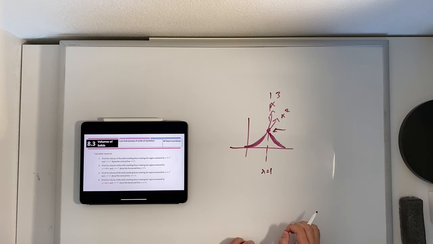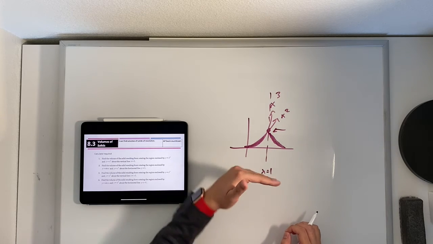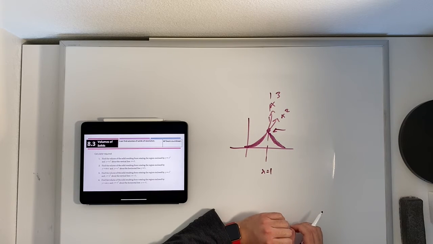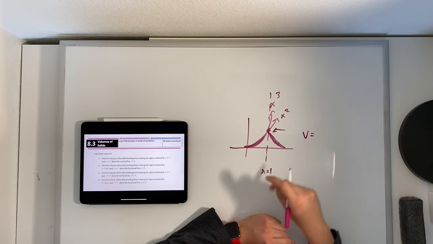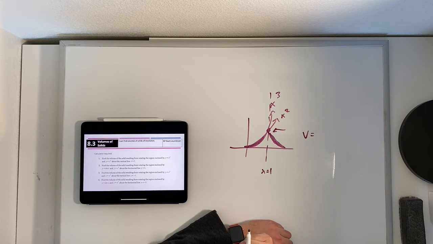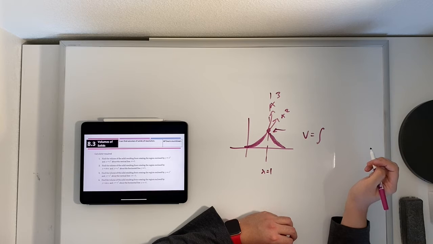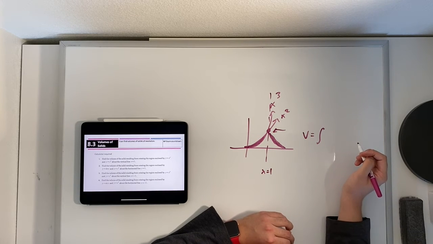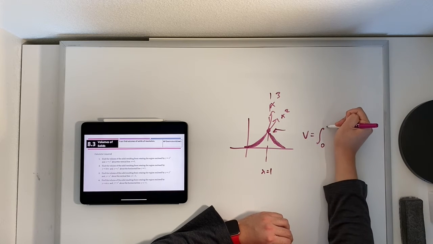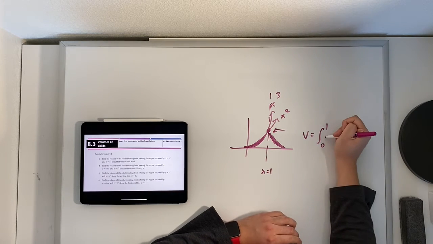All right, now we're rotating around a vertical line. So should we integrate with respect to x or with respect to y? If you said with respect to y, then you are correct. So our volume equals the integral from, who has the limits of integration for me? George? No answer. Yes, Colton? 0 to 1, very good.